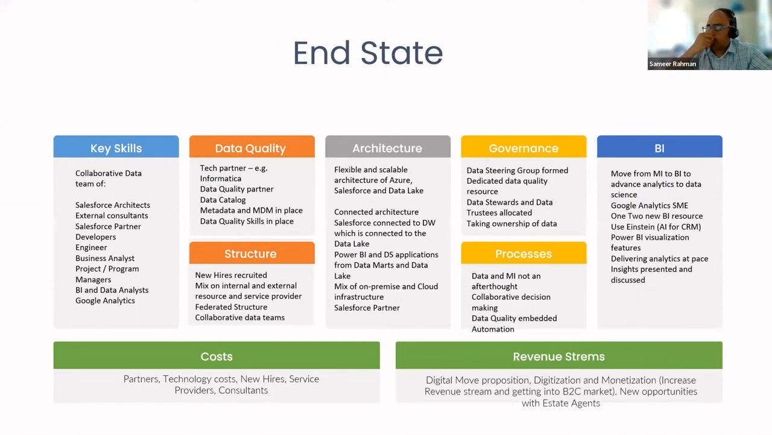And I always give back to their CTO, the most senior stakeholder, or the CIO in data, what should good look like? What is the end state after your target data strategy? So these are the key skills that you will have. This is what your data quality will look like. This is what your structure will look like, so on and so forth.